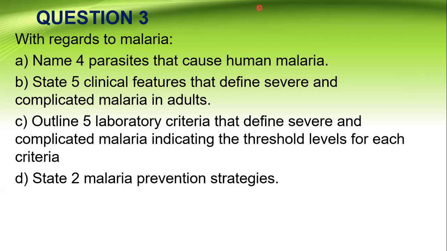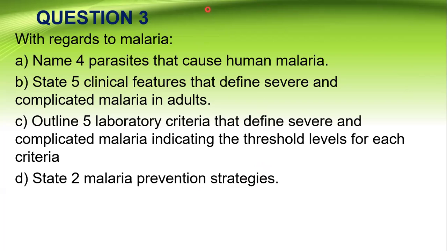Okay, good. State 2 malaria prevention strategies. There are so many. So you should be telling me, like 10. Sleeping under treated mosquito nets. Very good. The word is treated. You just don't say mosquito nets. Chemoprophylaxis. If you're traveling to endemic areas, we use mefloquine and atovaquone-proguanil. Good. Another one.